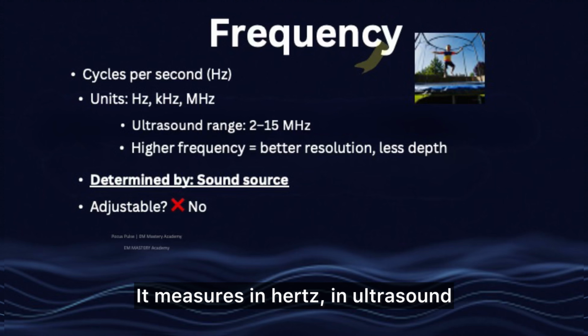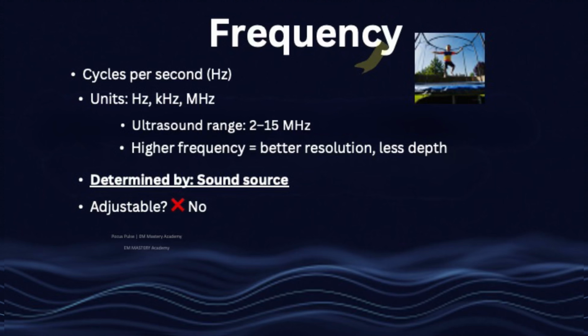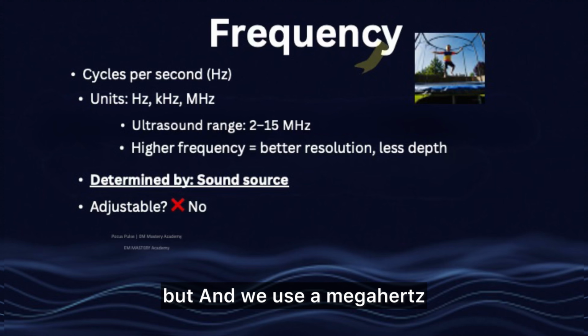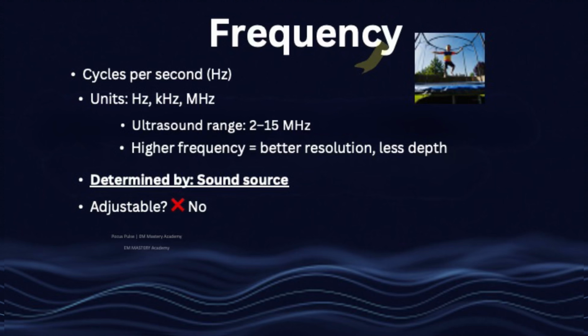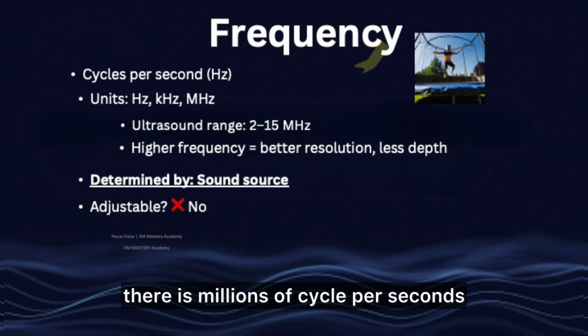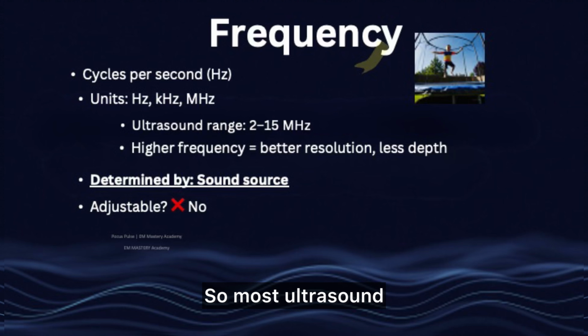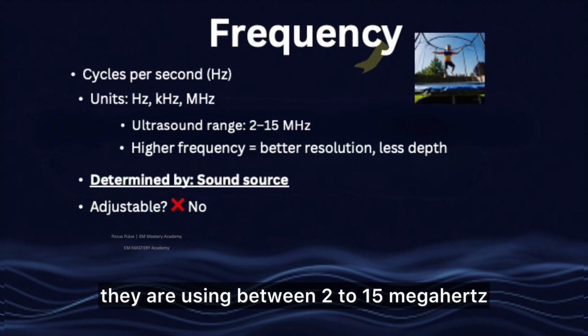It is measured in hertz, but in ultrasound we use megahertz. Why are we using megahertz? Because there are millions of cycles per second. Most ultrasound machines use between 2 to 15 megahertz.